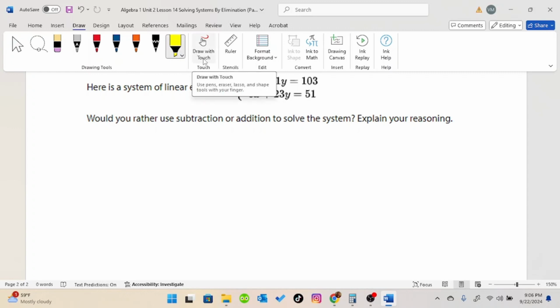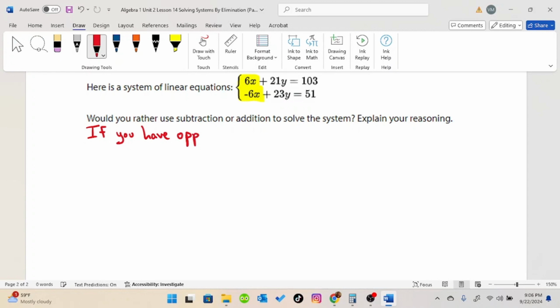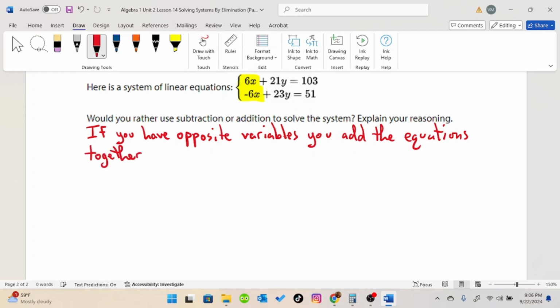What I want you to notice are the x terms. We have positive 6x and we have negative 6x. Remember what I said before. If you have opposite variables, you add the equations together to eliminate them.